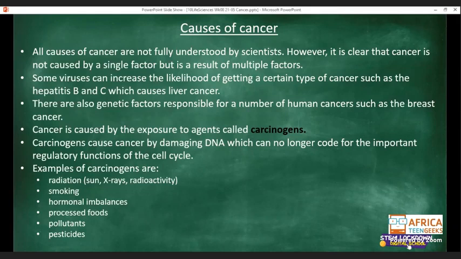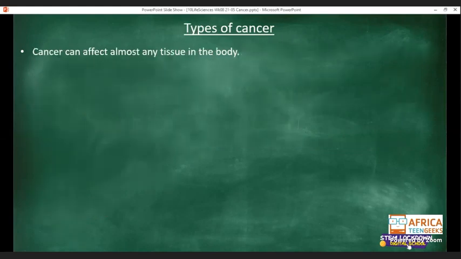So this hormonal imbalance can result or is an example of carcinogens, and it can cause cancer. So what are the types of cancers that you guys can think of? Skin, lung, brain. Yes, Nkosipile. Sarcomas, breast cancer, liver. All right.